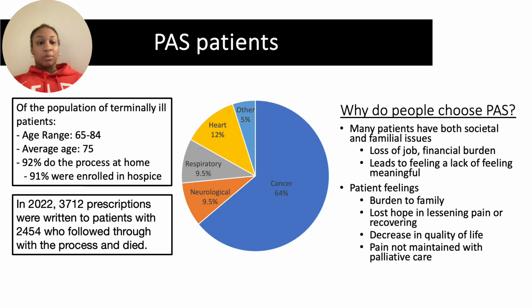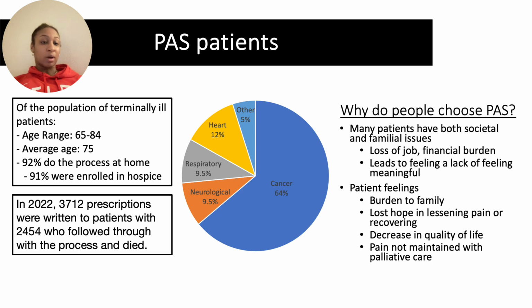So when we look at the patients and who generally receives these prescriptions, who asks for them, and why they do it, we see in this graph that the majority of the terminally ill patients that do ask for the prescription have cancer. So it kind of dies off after that to many different things, but these are the people who seem to look for that as a solution more so than just palliative care.